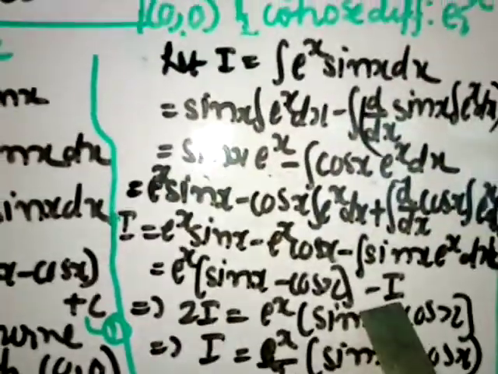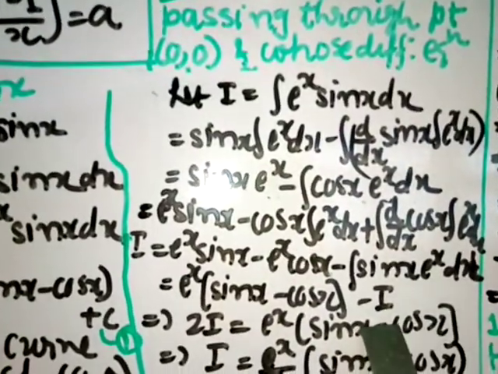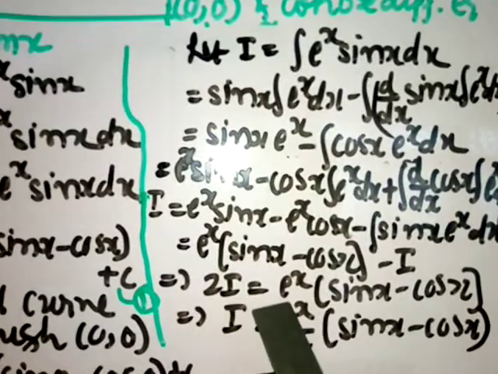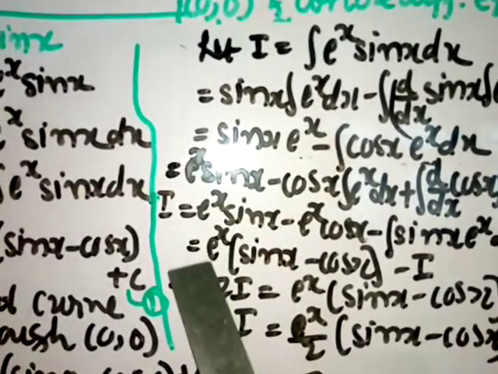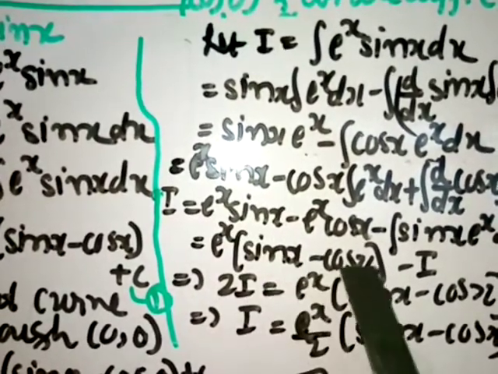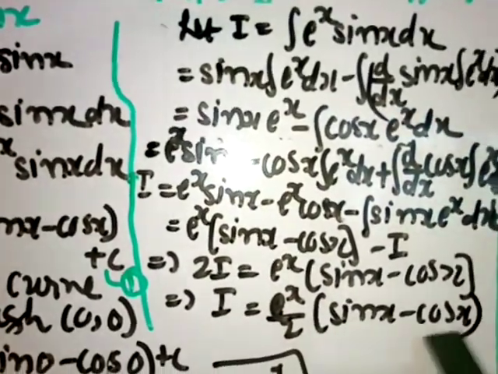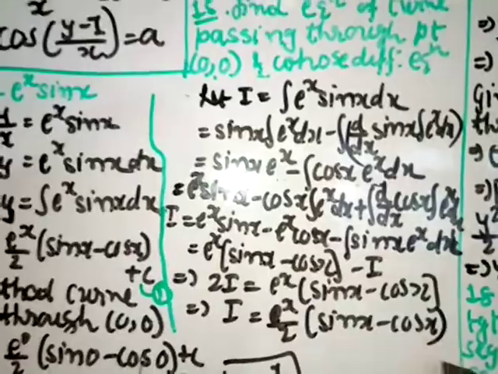So put this as I. Okay, this is the same as I, so put here as I, and this minus I you transfer here, and with this I, so 2I, and that 2 you transfer here. From these, I am taking e power x common, sin x minus cos x, and when you transfer 2 you get e power x by 2 into (sin x minus cos x) plus c. Okay, that c I have not put, I am directly putting it here.